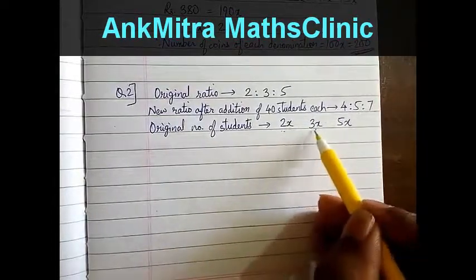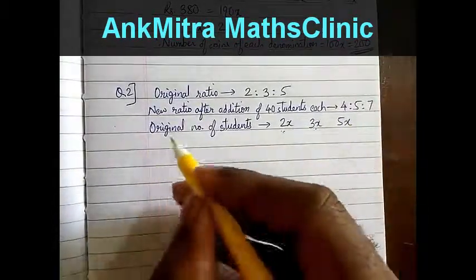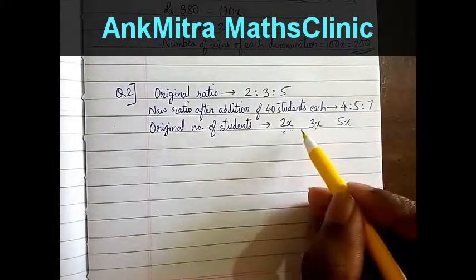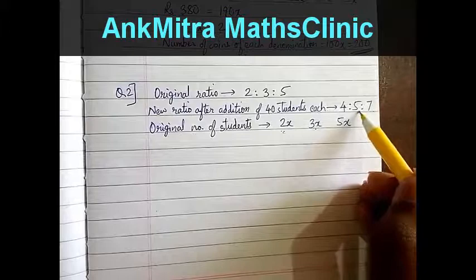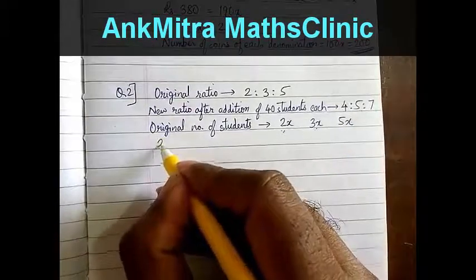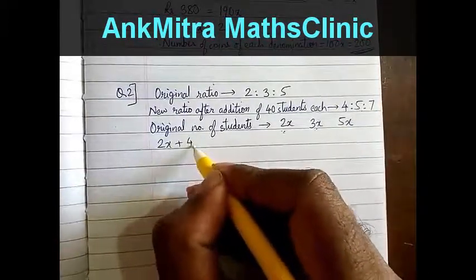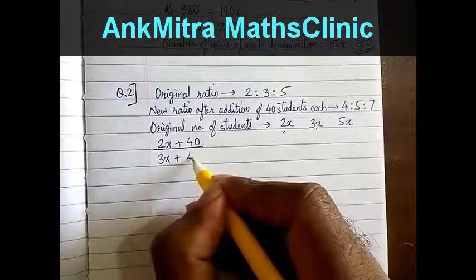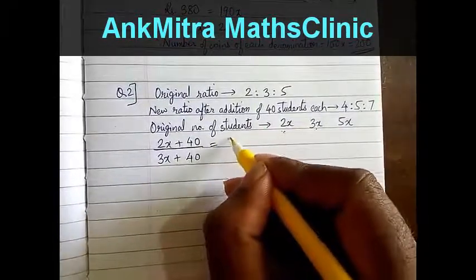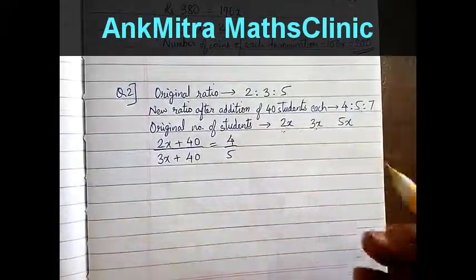So using these two classrooms, 2x and 3x, when 40 students are added to these two classes, the new ratio becomes 4 is to 5. Okay, so we have (2x plus 40) upon (3x plus 40) gives us 4 upon 5 as the new ratio.